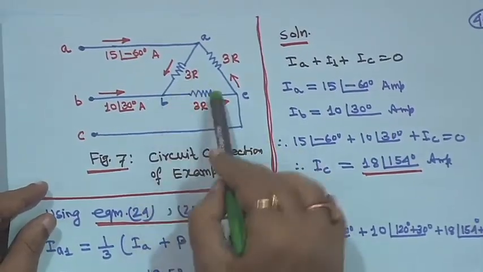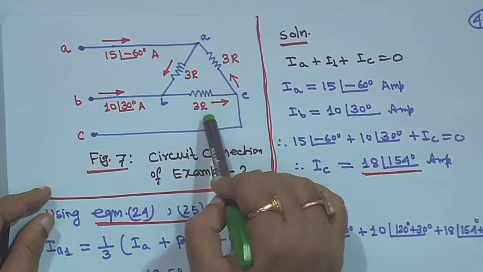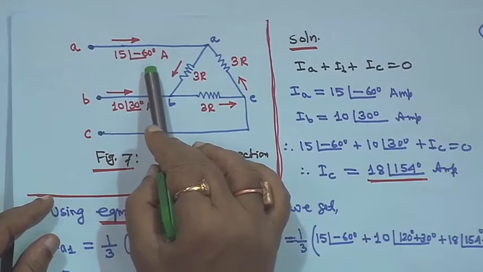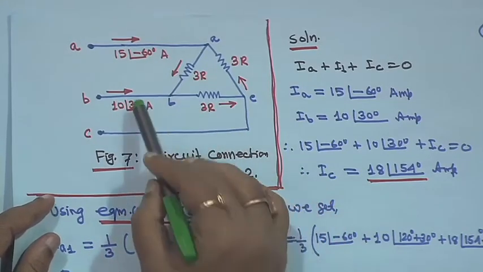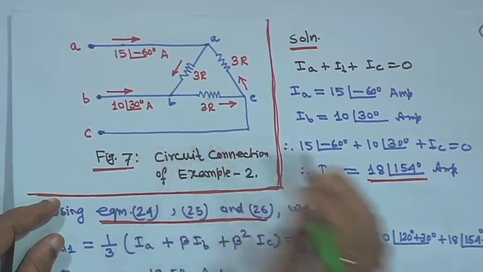Your diagram is a delta connection. Each branch is resistive, 3R, 3R and 3R taken. In phase A, the current is 15 angle minus 60 degree ampere. In phase B, it is 10 angle 30 degree ampere.